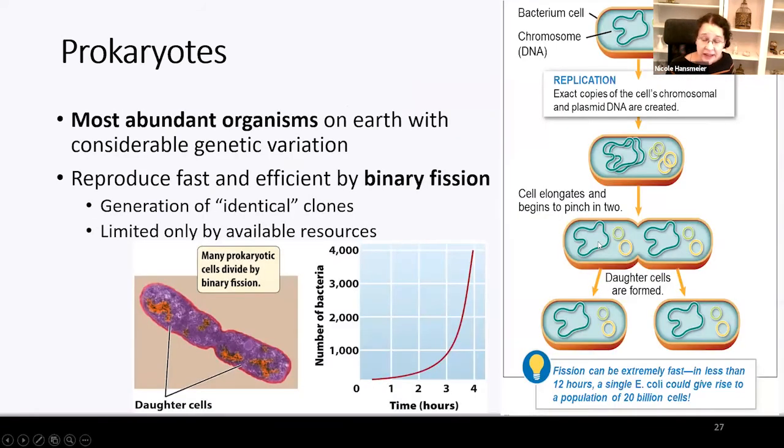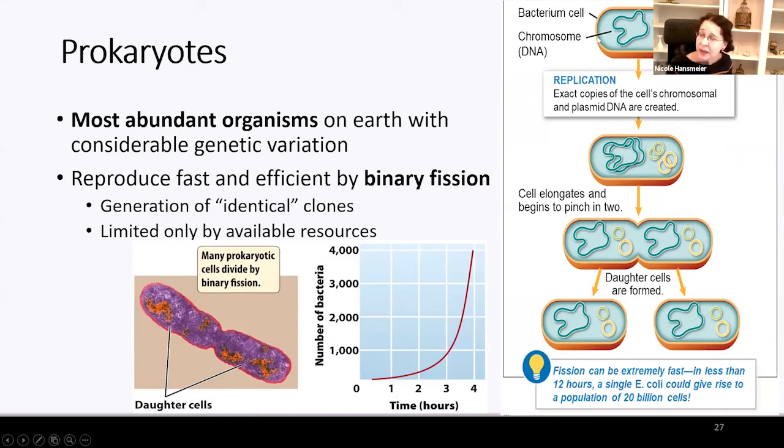So they're quite successful and they're quite abundant on Earth. I hope I could convince you by this. And they also are genetically quite diverse. They reproduce quite fast, which is also an advantage for them. And when we talk about reproduction of prokaryotes, this is the keyword you need to memorize: binary fission, this is what we call the process.